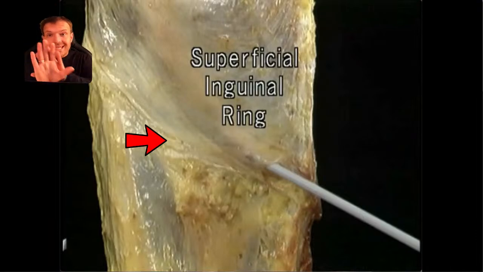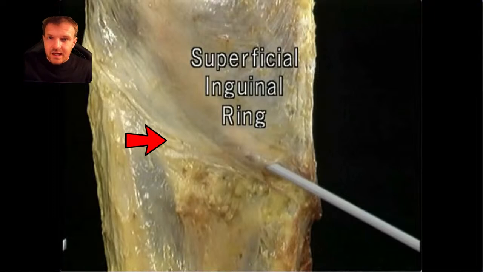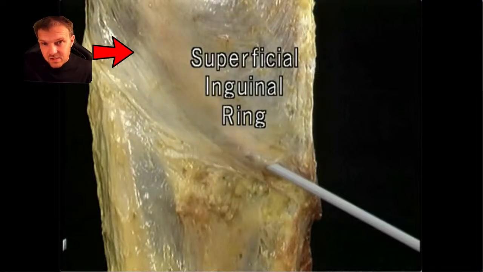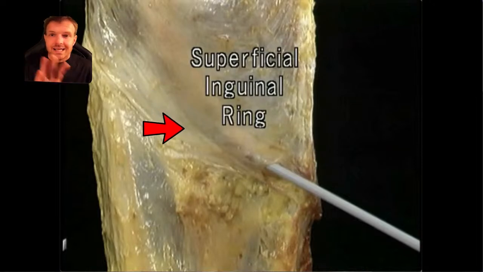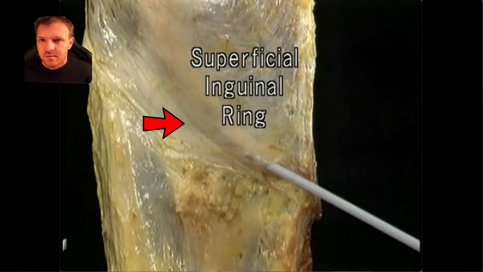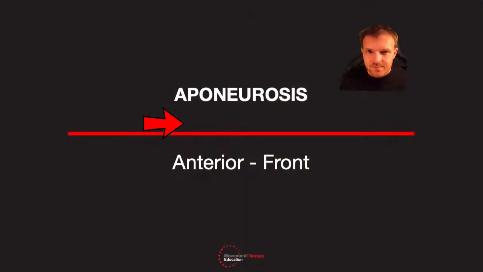So now we're on the anterior part of the inguinal canal. We're on the front of it, and this muscle here is your external oblique, and this is the external oblique aponeurosis. So that's the A part of MALT. The aponeurosis is anterior, which makes it a bit easier to remember. So that is this bit.